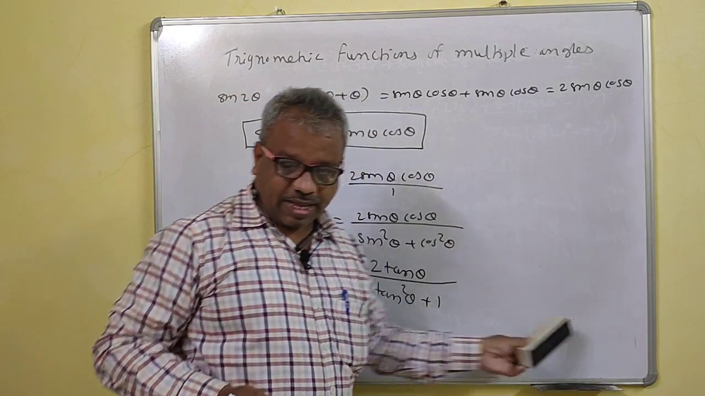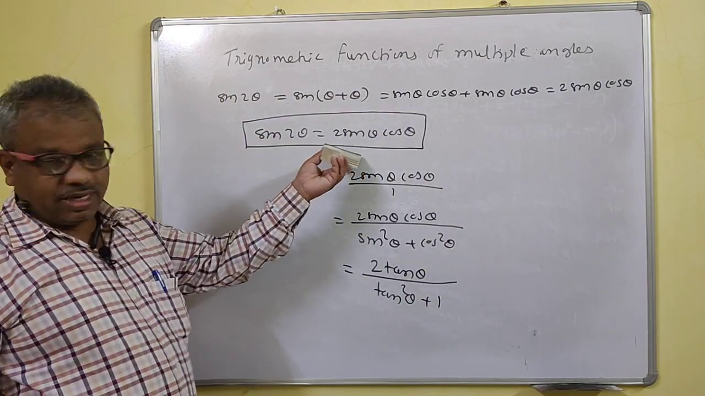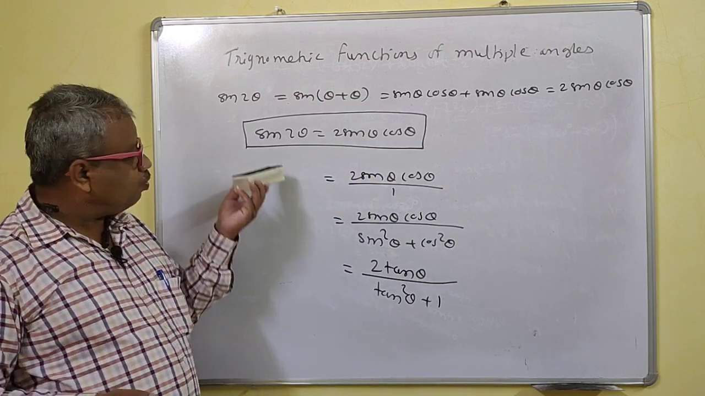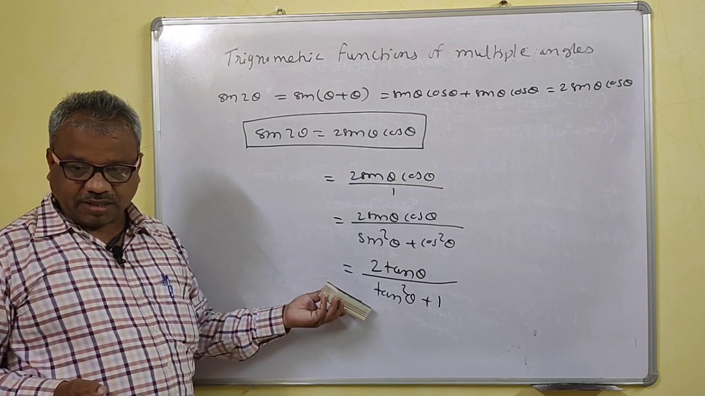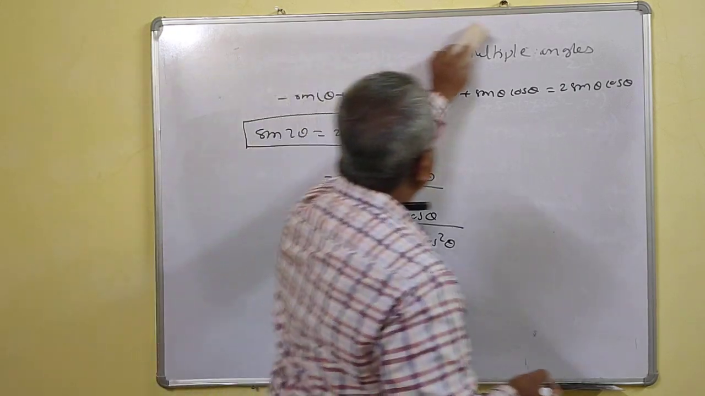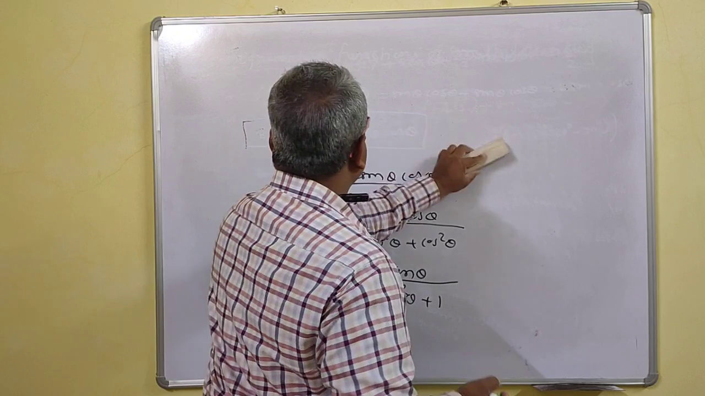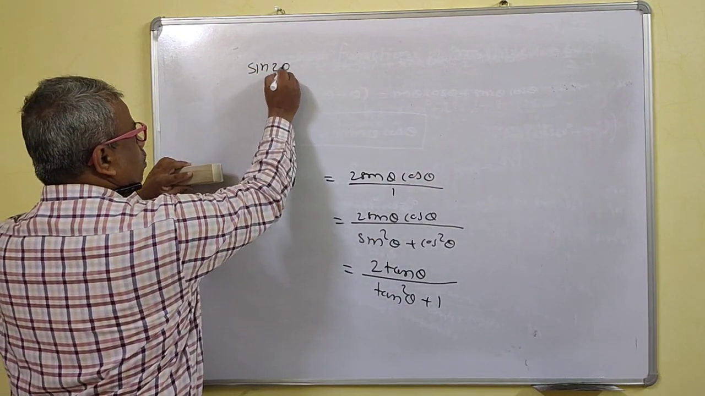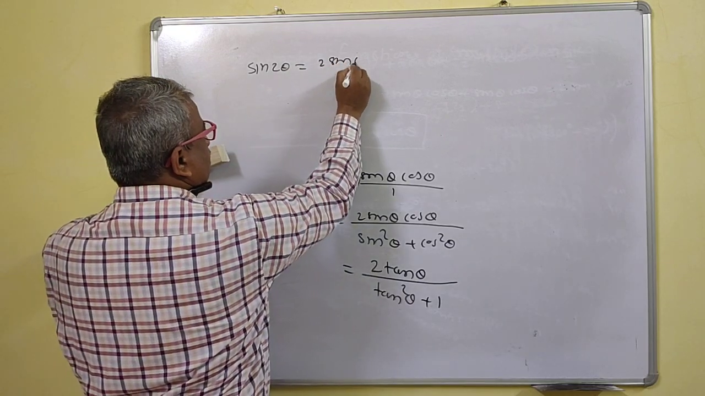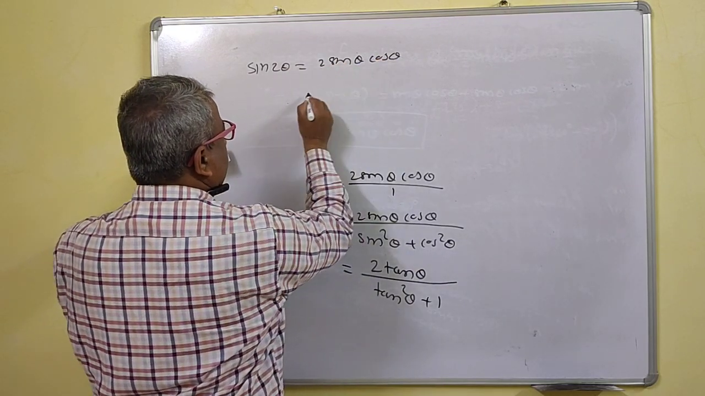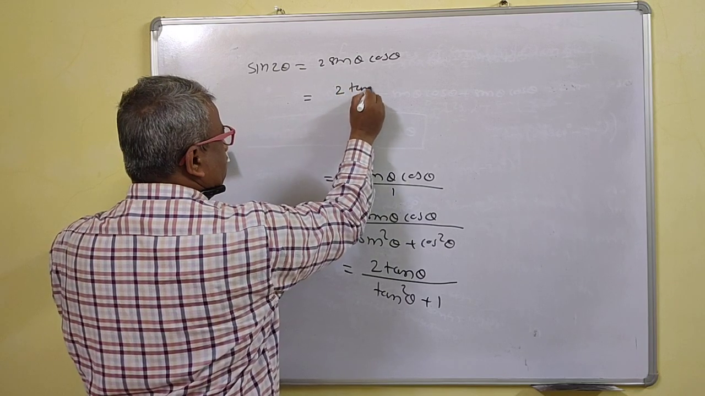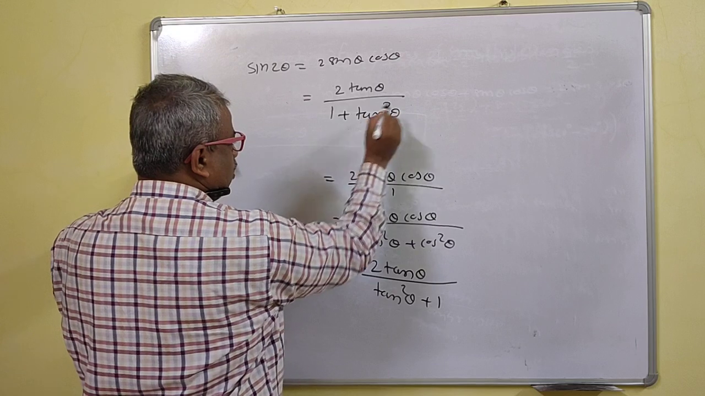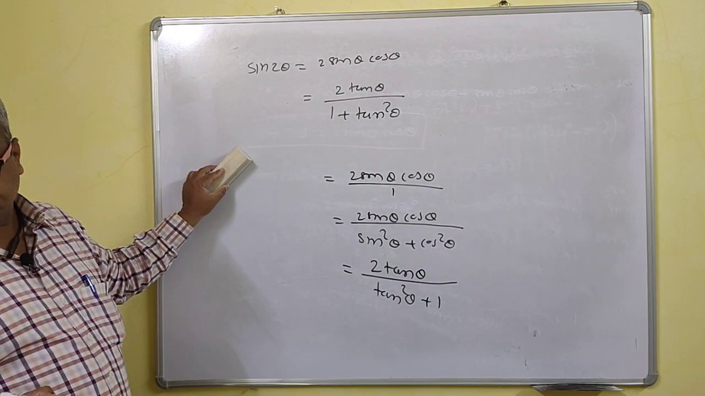So again this is a formula for sine 2 theta, now in terms of tan theta, whereas earlier it was in terms of both sine and cos. So we have two formulae for sine 2 theta. Let's write them once again: sine 2 theta is 2 sine theta cos theta, you should remember this, and also 2 tan theta upon 1 plus tan square theta. Note that it is 1 plus tan square theta.